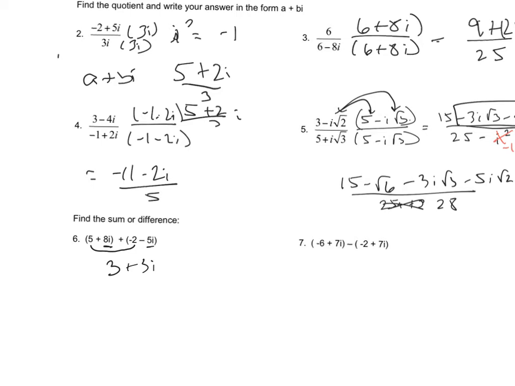And that's it. With number 7, you have to change the signs. Negative 6 plus 7i. Distribute the negative, so then we'd have plus 2 minus 7i. And then, of course, here the i's add up to 0, which is allowed, and we just get negative 4.